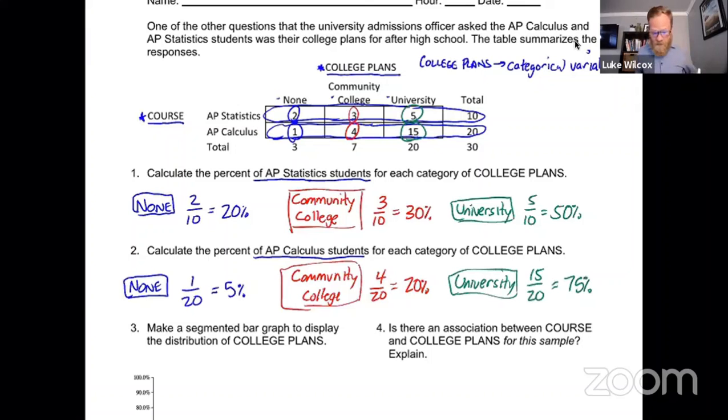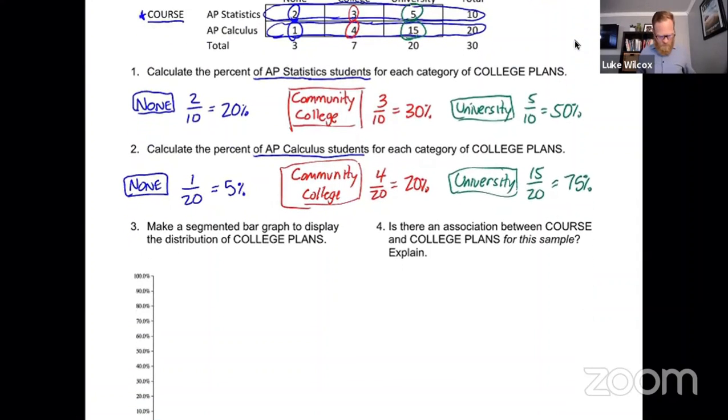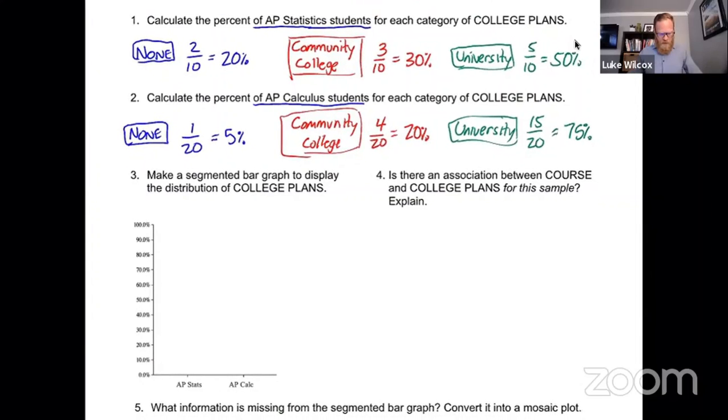So now we're going to try and take those values and make a graph with them. And specifically, we're going to make a segmented bar graph to display the distribution of college plans. So let's start with the AP Statistics students. And we know, let's see here, 20% of those students said none. So I'm going to make a little bar chart here. And I'm going to try and go up as close as I can to about 20%. And I'm trying to stay consistent with my colors here. We have blue to represent none.